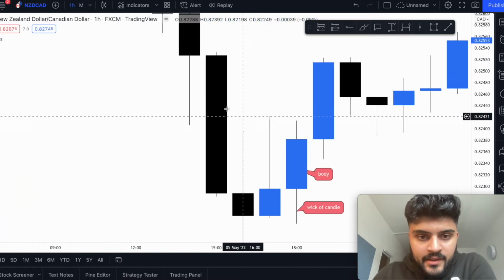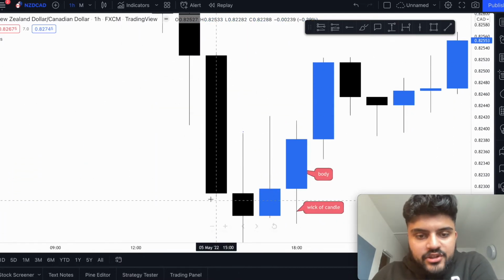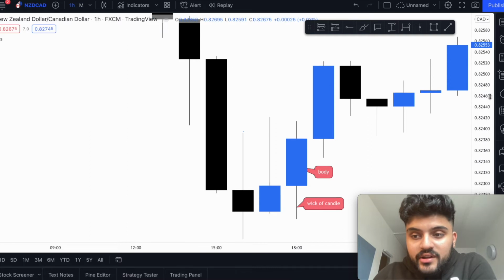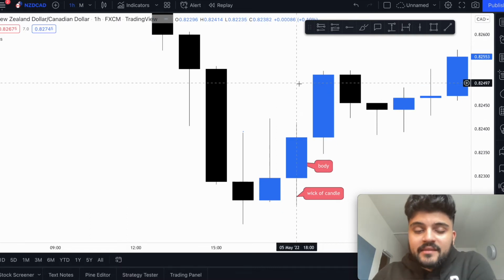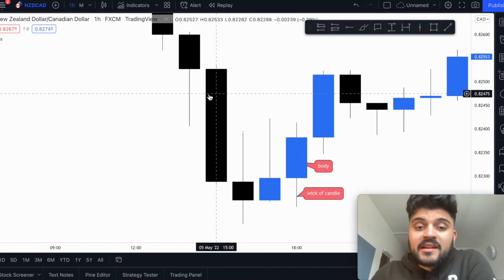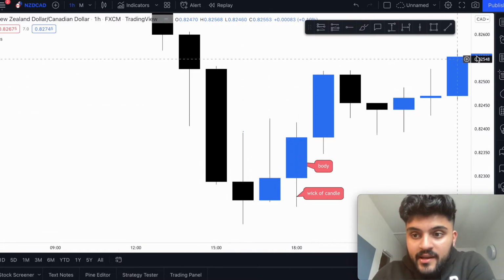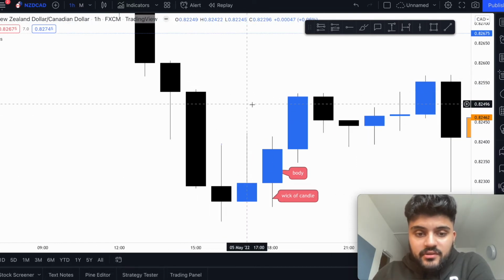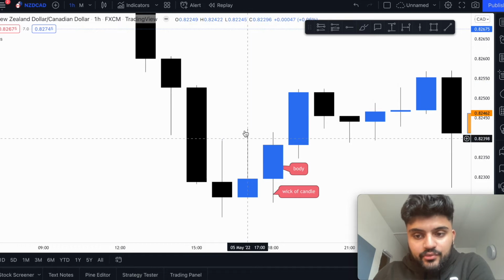The candle right here, this black one, is literally a whole body. These candles where there's a tiny wick, or sometimes even no wick, are showing us there's an aggressive amount of buyers or sellers in the market. So in this case, an aggressive amount of sellers. If we see this sort of candle, it's a very strong candle, a very strong indication that price is going down.